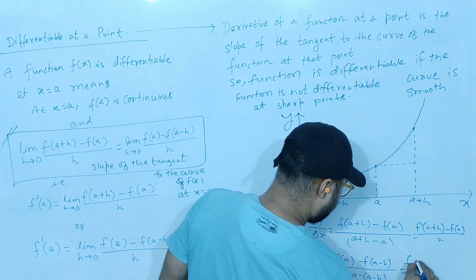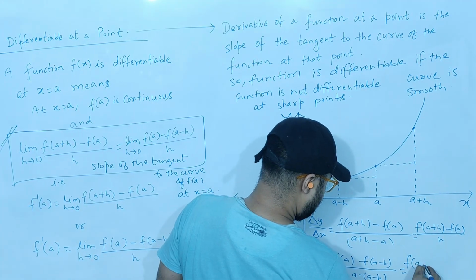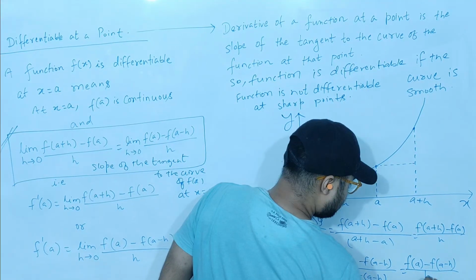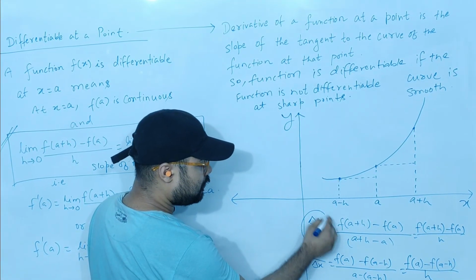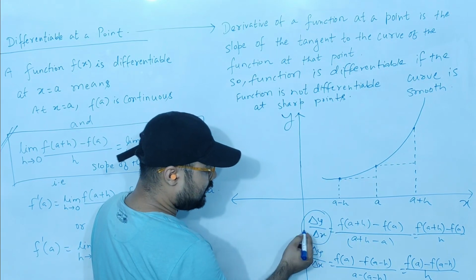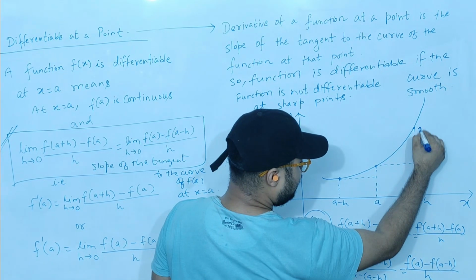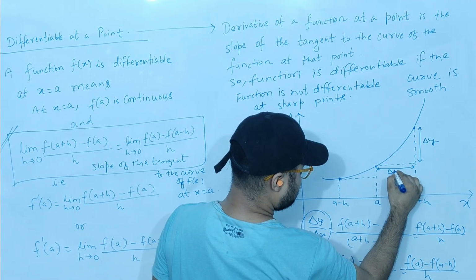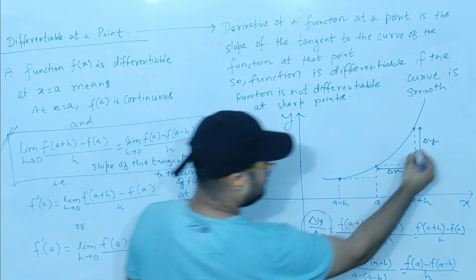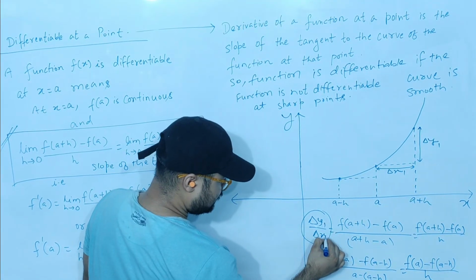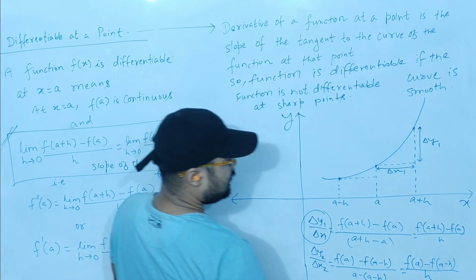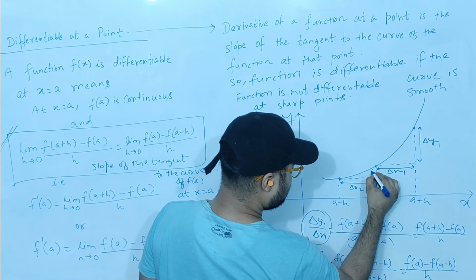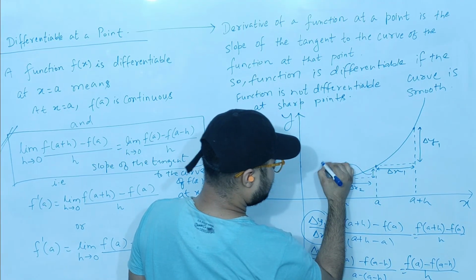This is equal to f of a minus f of a minus h divided by h. This is slope, delta y by delta x. This is your delta y, this is your delta x. Let's say it is delta y1, delta x1. This is delta y2, and this is your delta x2.